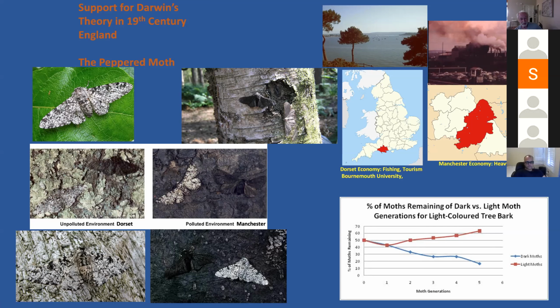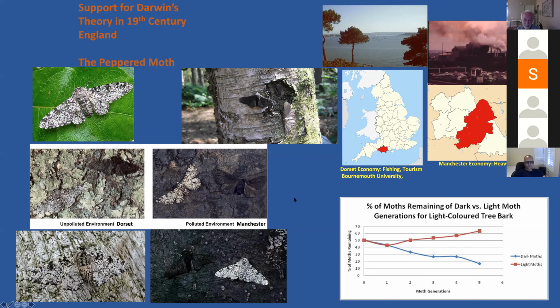Well, conversely, on a dark tree trunk, from the polluted environment in Manchester, you see a light colored moth and a dark colored moth. So now the light colored moth is much easier to see than the dark one. So if you're a hungry bird, you will go for the light colored moth. And the picture below that shows the same thing. On a city tree trunk, you can hardly see the dark moth at all.